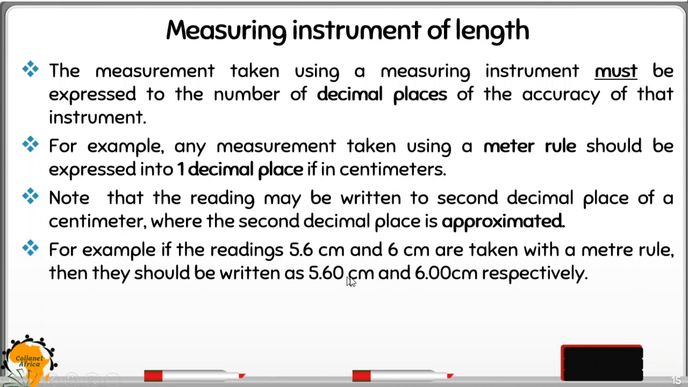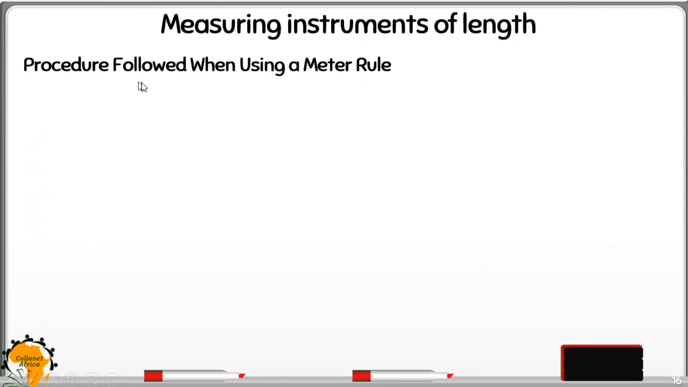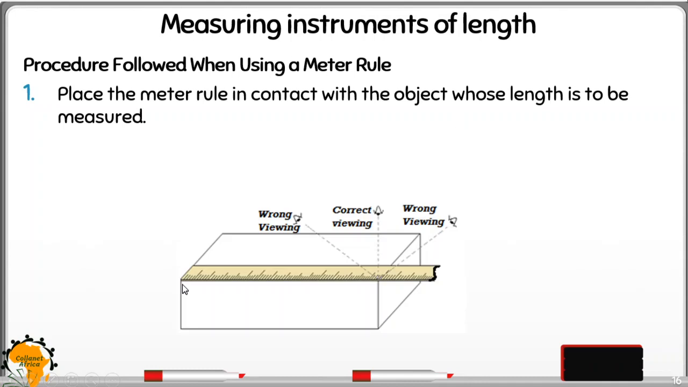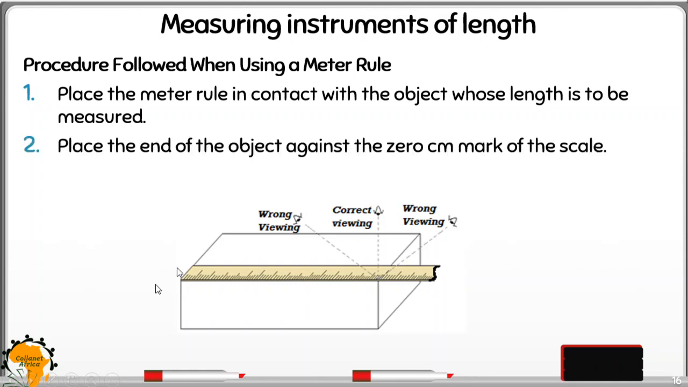Then we move to the procedures followed when you are using a meter rule. Procedure number 1: place the meter rule in contact with the object whose length is to be measured. It should be in contact. Look at the diagram. The ruler and the object must be in contact. Then number 2: place the head of the object against the 0 mark of the scale. This is the head that has the 0 mark. Ensure that it is aligned with the edge of the object that you are measuring.